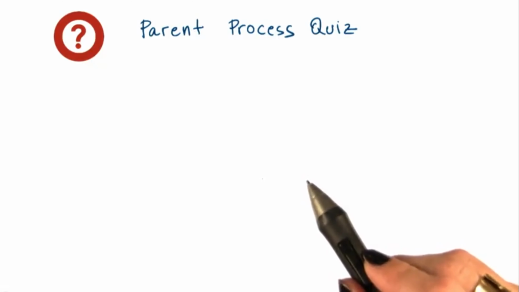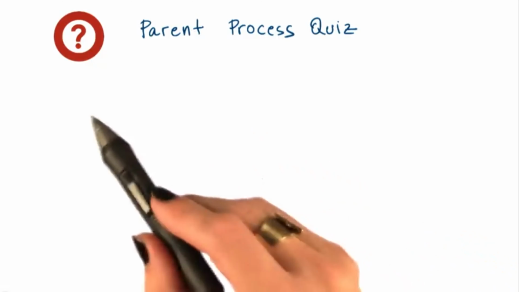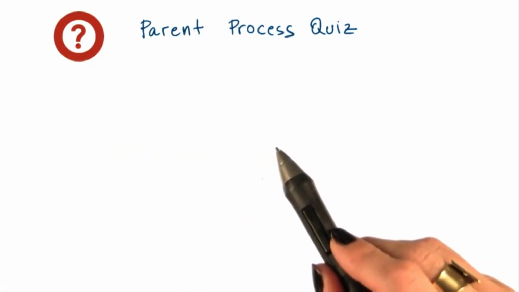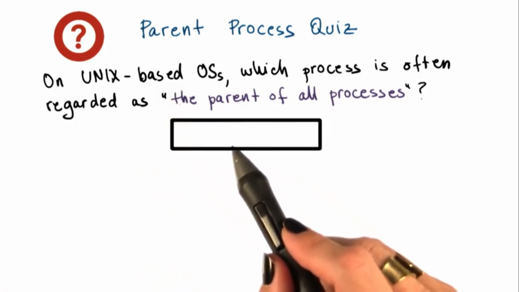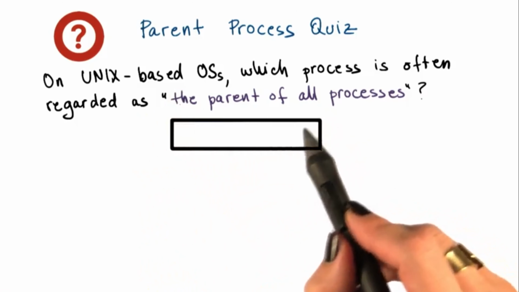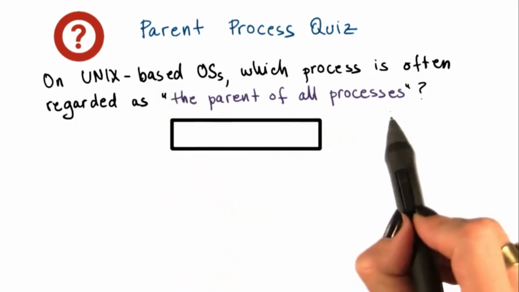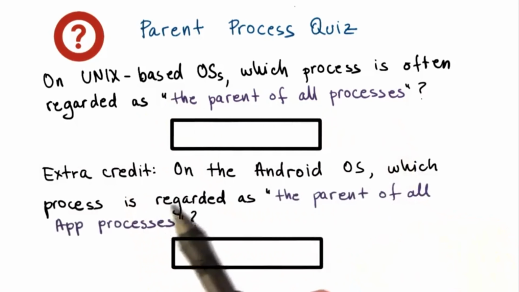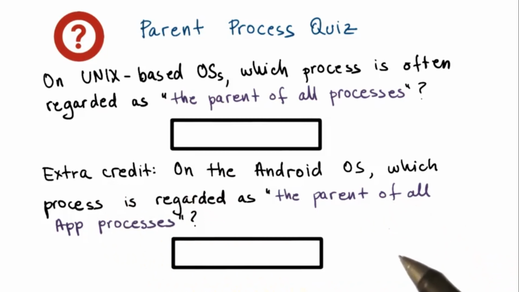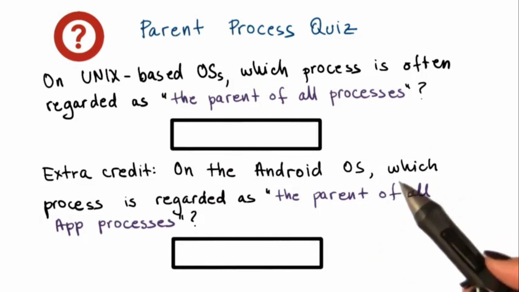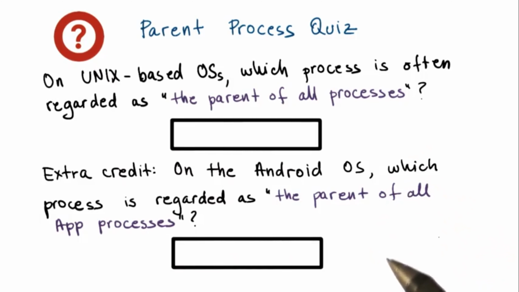Since we have been talking about process creation, let's take a quiz about some special parent processes. The first question is, on Unix-based operating systems, which process is often regarded as the parent of all processes? And the second question, which is not required but it's extra credit, on the Android OS, which process is regarded as the parent of all app processes? Feel free to use the internet to find the answer for these questions.